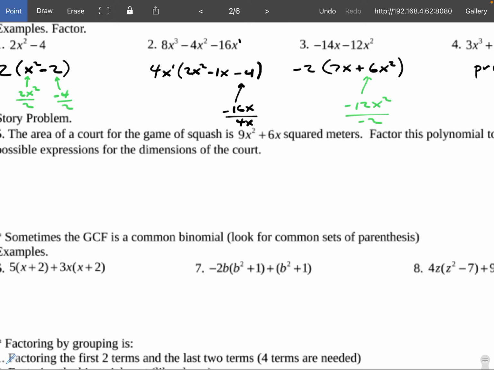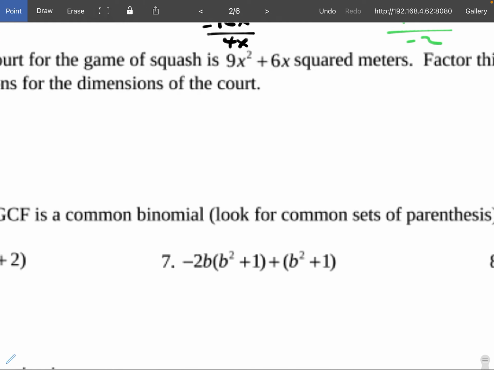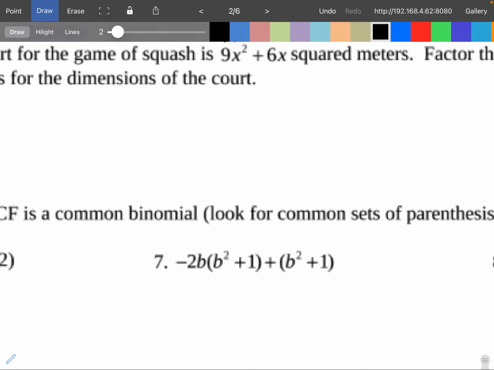Okay, and then we got to do this last one. This one, I don't know. It says that there's a court for the game of squash. I don't even know what that is. I don't know how to play squash. It's like a handball court or like a racquetball court or something like that. So then what they want us to do basically is they want us to factor this thing right here. That's all. So they just want us to factor that.